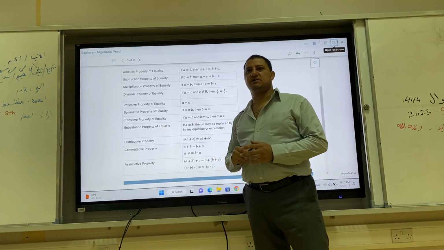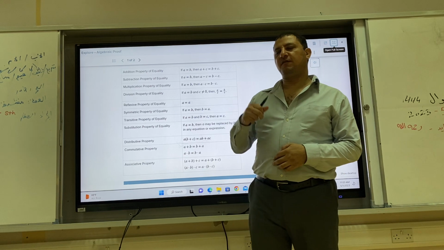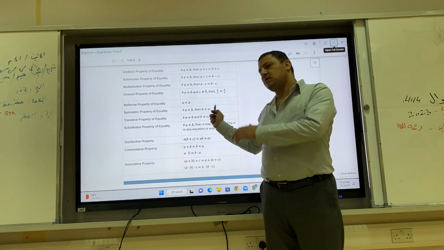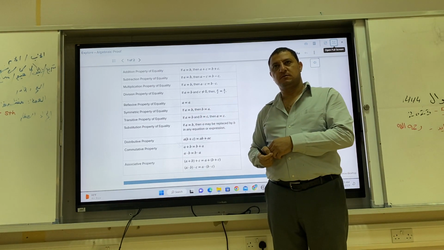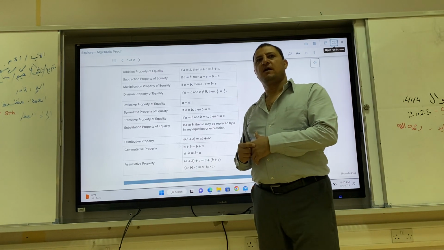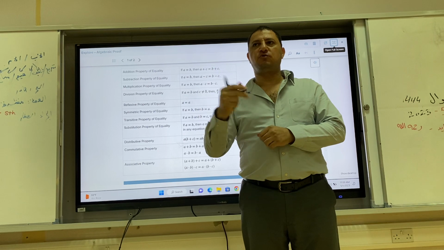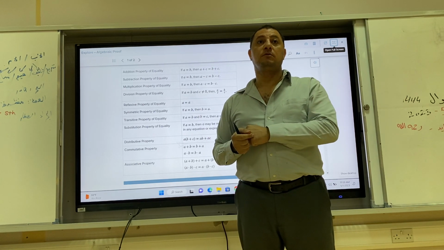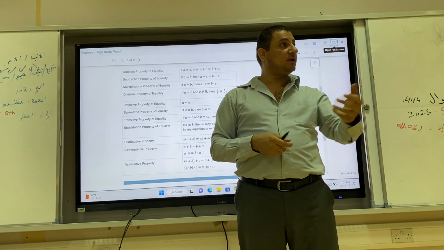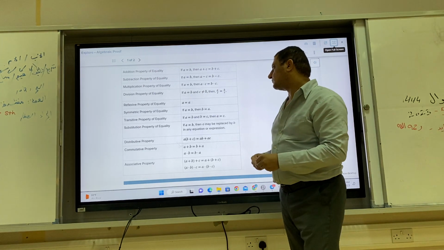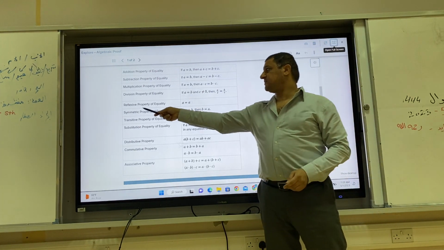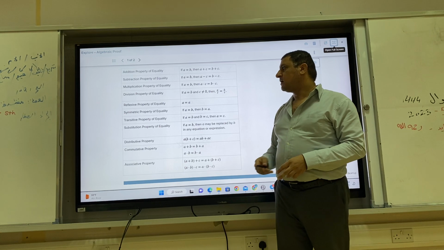Symmetric property of equality. If A equals B, then B equals A, right? Yes. So if grade 8.1 equals grade 8.2, then grade 8.2 equals grade 8.1, yes? Yes. So this property is called the symmetric property.